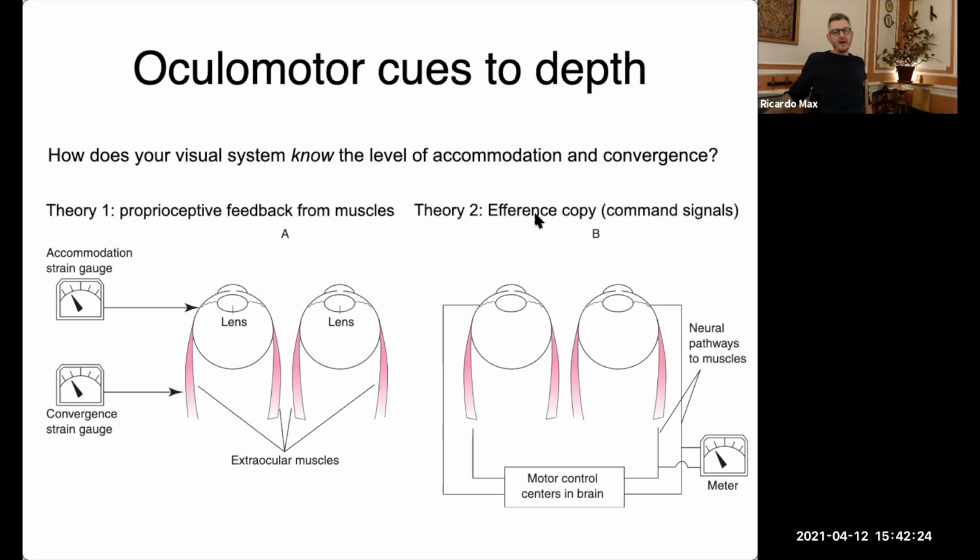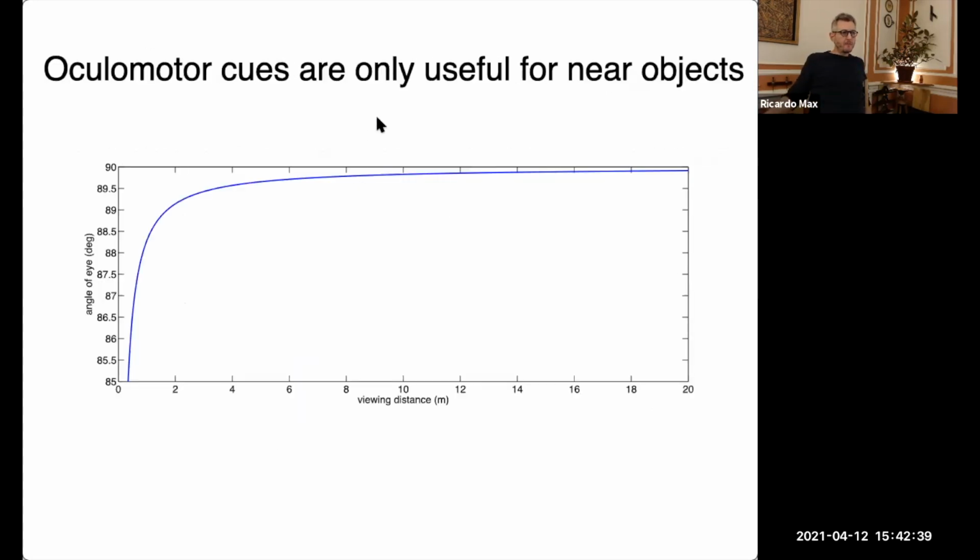Efferent commands are everything that the central nervous system sends to the muscles, and afferent is what comes back. Okay.